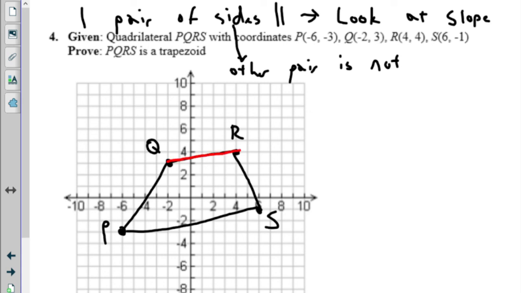So we have Q to R. We're going to start with our slope of Q to R. This is the only one I'm going to do, and then I'm going to let you pause and try the other ones so that you can check your work. Q to R, our slope is change in y over change in x. So we have change in y is 4 minus 3. Change in x is going to be 4 minus a negative 2. So 4 minus 3 is 1. 4 minus a negative 2 is 6. So we have our slope of 1/6.